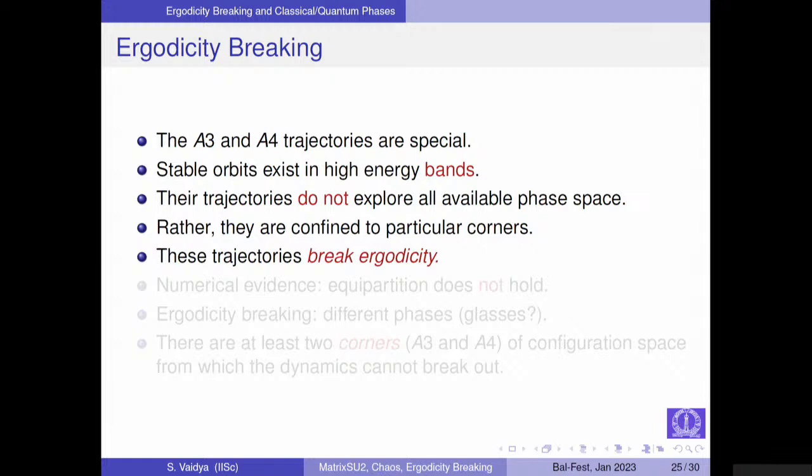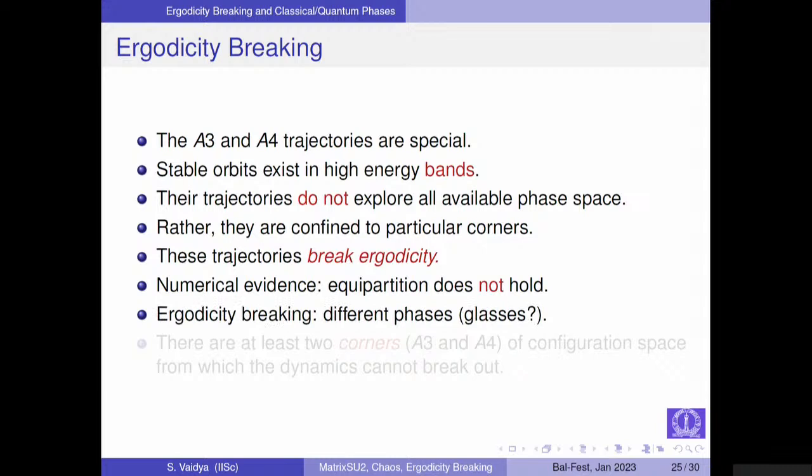So for A4 and A3, the stable orbits exist for arbitrarily high energies as long as the energies are in the bands. And if you are in the right band, then these trajectories don't explore the entire available phase space. In particular, they are confined to certain corners. So these trajectories clearly break ergodicity. And numerically, we have found that the equipartition theorem does not hold.